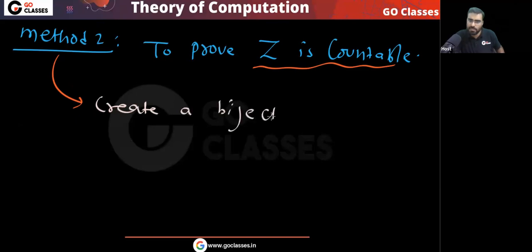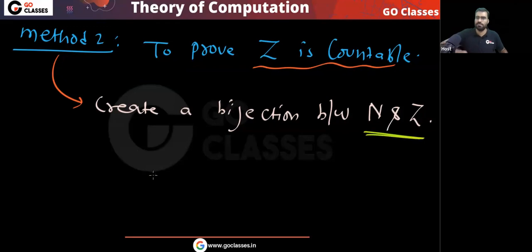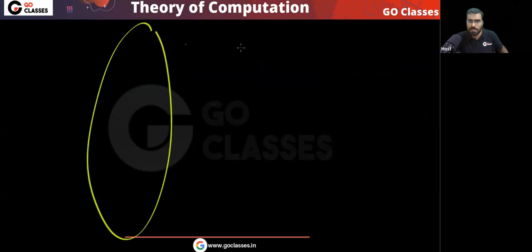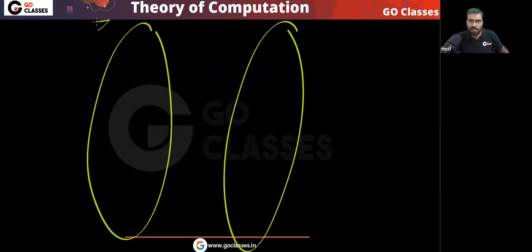Create a bijection between natural numbers and integers. This is what you can do. Is this clear? That also you can do, no problem. That is also not a big thing. You can create a bijection also. Between the set of natural numbers and integers, can you create a bijection? Let me know. These are the set of integers. These are the set of natural numbers. Can you create a bijection? Yes, you can create a bijection like this.